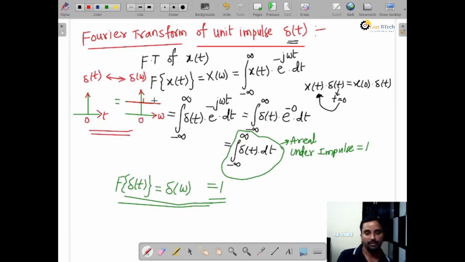So draw a line 1. Clear? So we have the next session continuation of Fourier transform of elementary signals. Unit impulse is completed. We got the answer 1. Next we do other signals or elementary signals.